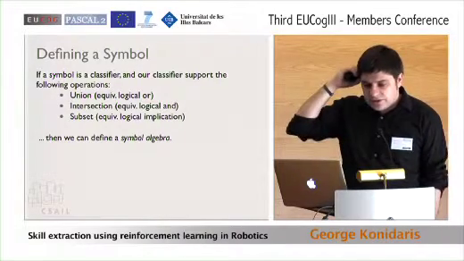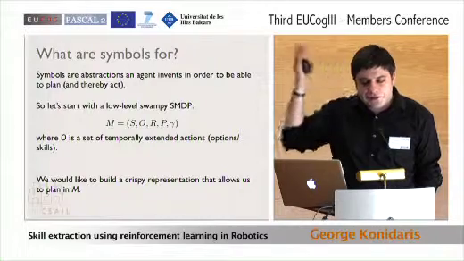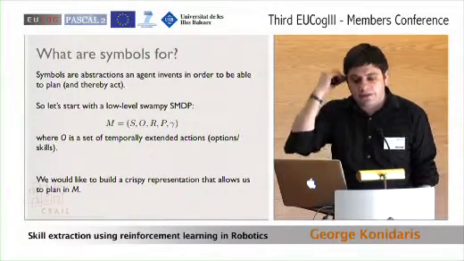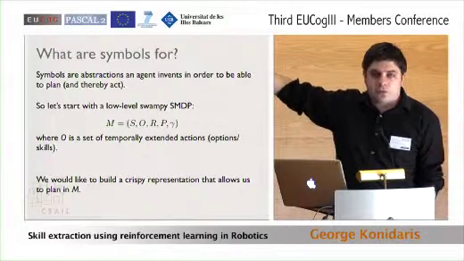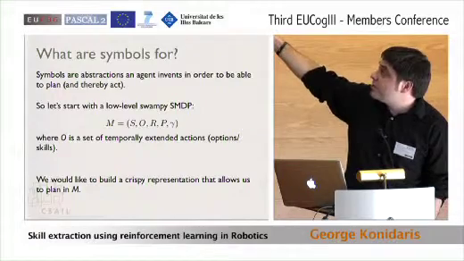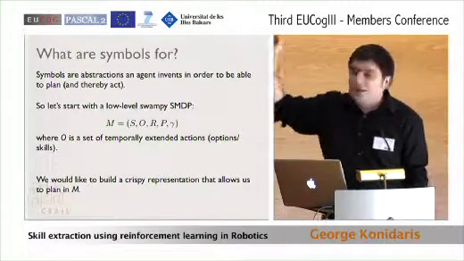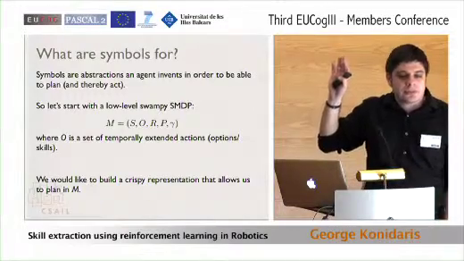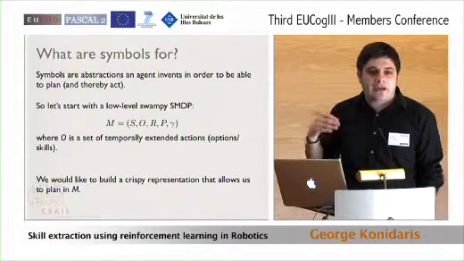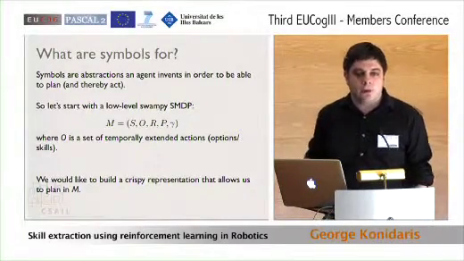So the question is, what are we going to use these symbols for? My contention here is that they're abstractions an agent invents in order to be able to plan and thereby act. So let's start with a low-level semi-Markov decision process (SMDP). We've got a set of states, a set of options we can take, a reward function, and a probability transition. We'd like to build the necessary symbols to allow us to reason about whether or not action plans in that SMDP are feasible.